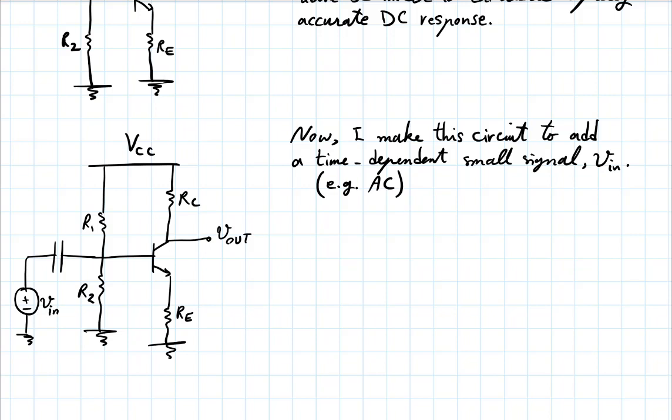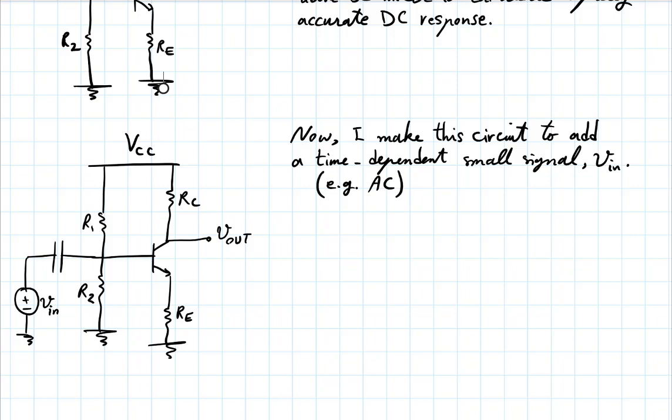Nothing. Because in DC, that capacitor is an open circuit. DC steady state. The capacitor does not let any current through because dV by dt is 0. There's no change with time. The DC behavior is the same. So basically, you can completely neglect the small signal source and the capacitor, and solve for the DC bias point.